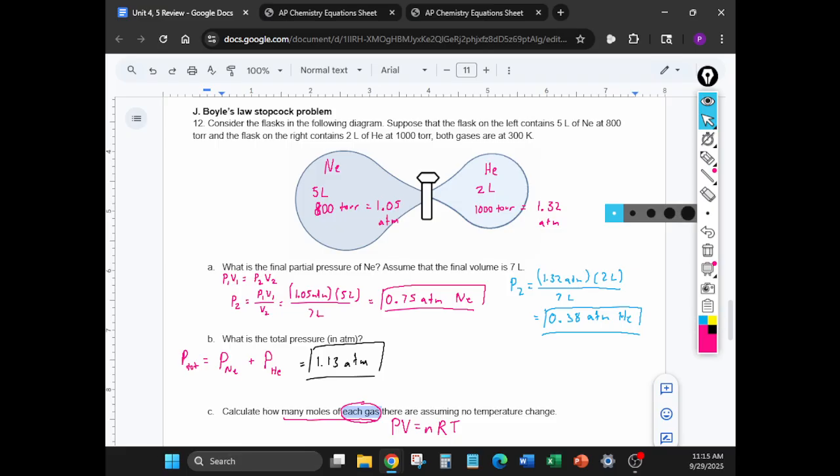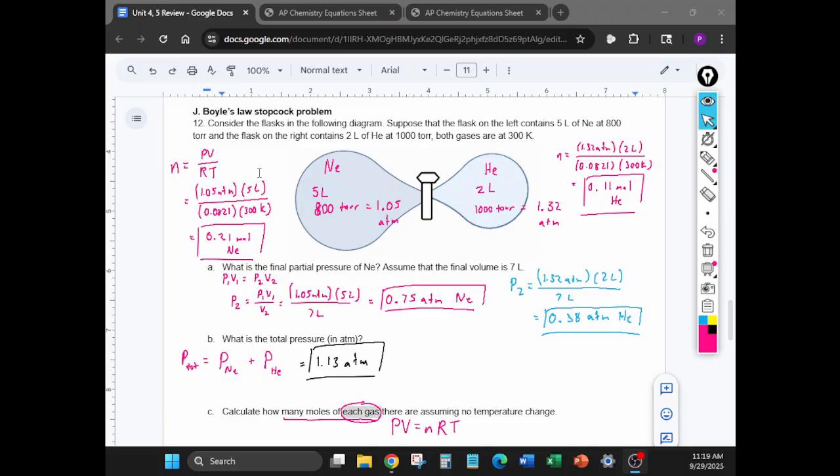Okay, it's the same thing for neon and helium, but you just rearrange the ideal gas law, and then you plug in the values you got. For neon, 1.05 ATM for pressure, 5 liters, and then the constant temperature is 300 K for both of them, so about 0.2 moles of neon. And then for helium, same thing. The only difference really is the pressure and volume, 1.32 ATM and 2 liters. And then you get 0.11 moles of He.